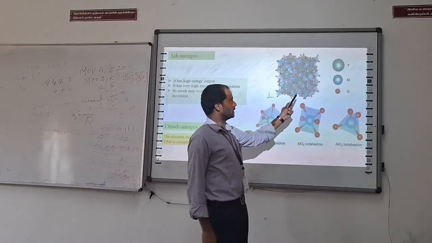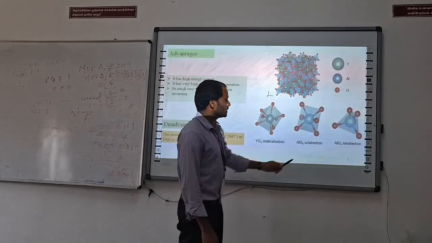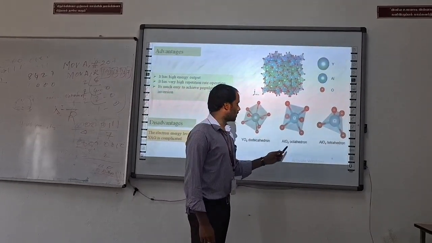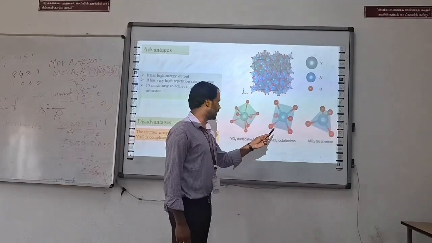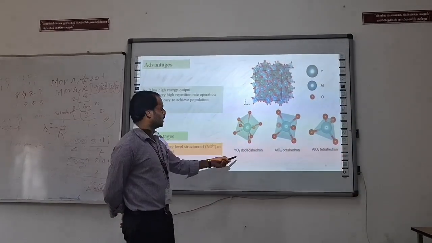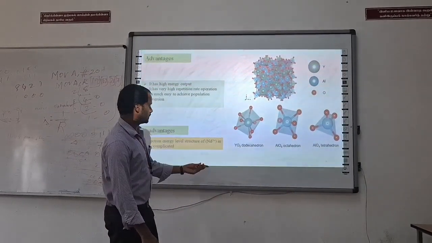This is the crystal structure. This is yttrium, this is aluminum, and this is oxygen. In the tetrahedron, aluminum is coordinated with oxygen. Then octahedral sites have 6 oxygen coordinated with aluminum. Another one is yttrium, which is coordinated with 8 oxygen atoms.